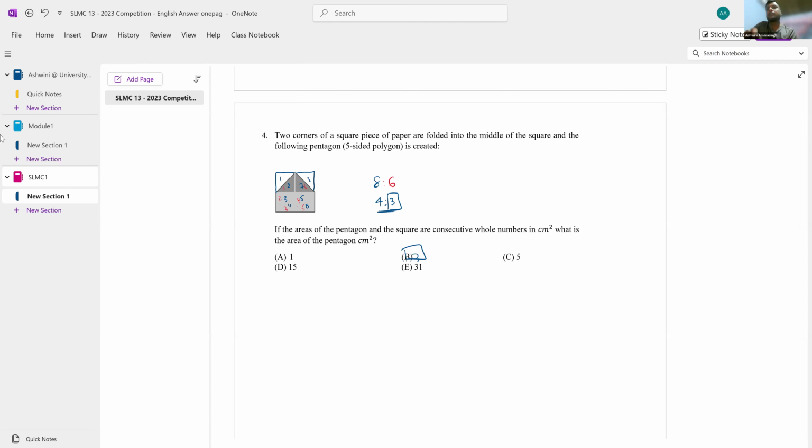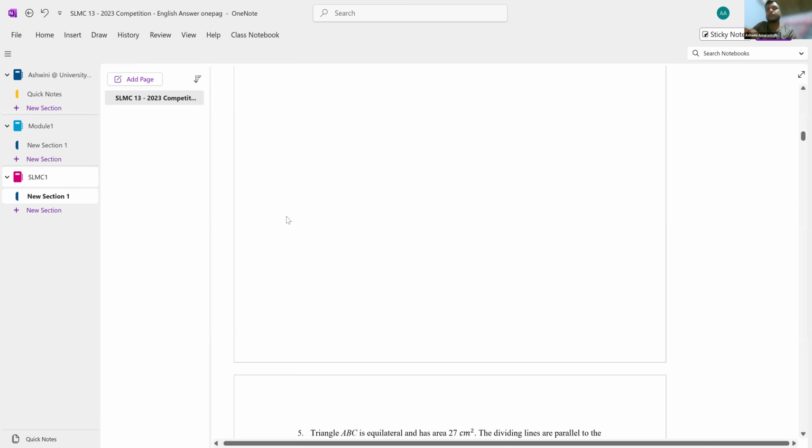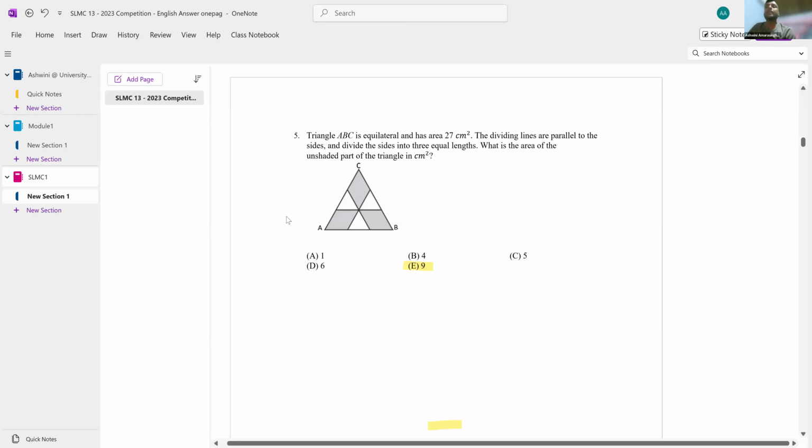Moving on to question number 5. The triangle ABC is equilateral and has area of 27 centimeters squared. And in this question, everything seems perfectly working. So you can just do this. And because of the equilateral part, and it divides the sides into 3 equal lengths, all these things should be equal.